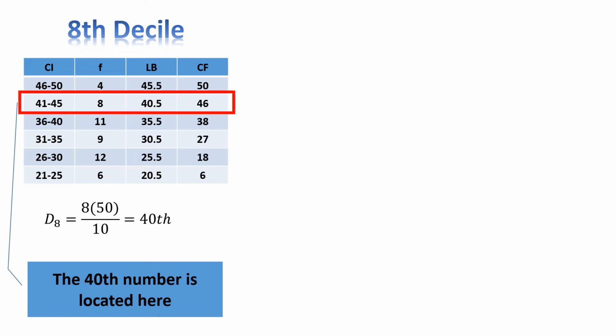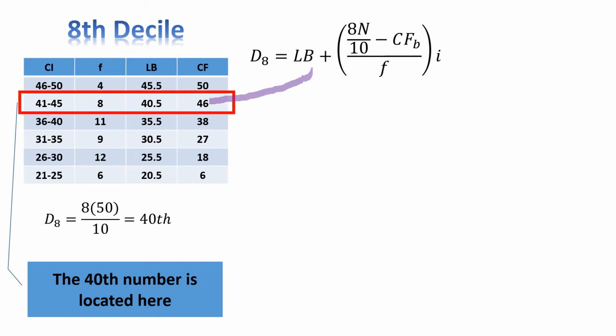Okay. So, after looking for the position, gamitin na natin yung formula. So, d sub 8 is equal to the lower boundary plus the quantity of 8 times n over 10 minus cumulative frequency below divided by the frequency times the interval. So, ang ating lower boundary ay dito makikita.